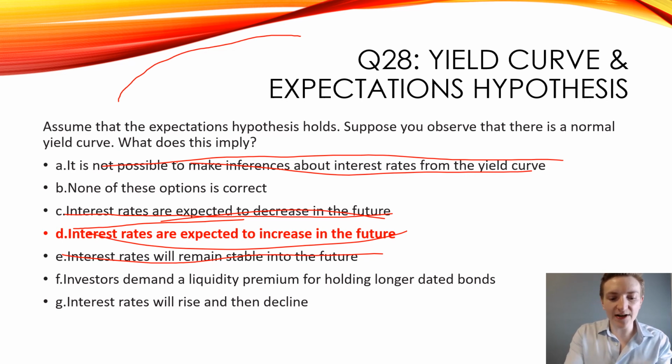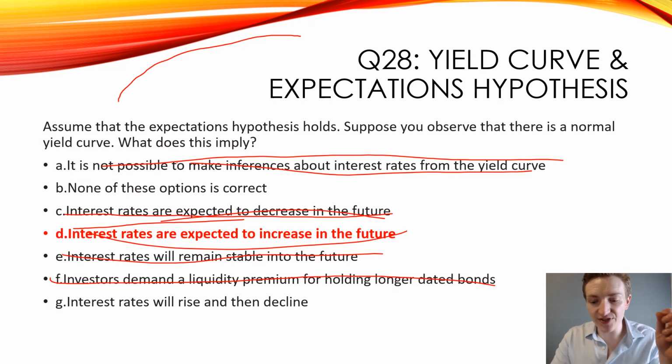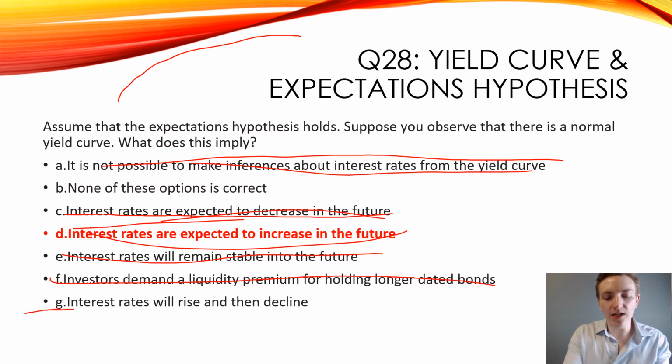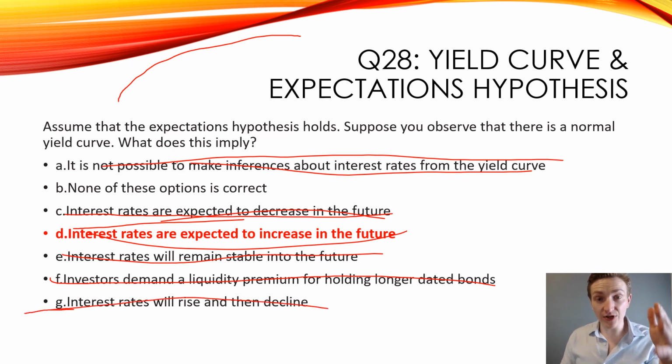Next one is investors demand a liquidity premium. That is wrong because under the expectations hypothesis, investors are not demanding a liquidity premium. Then our final option is interest rates will rise and then decline. Nope, that's wrong. I already mentioned interest rates are expected to increase. Hence why our answer here is D.